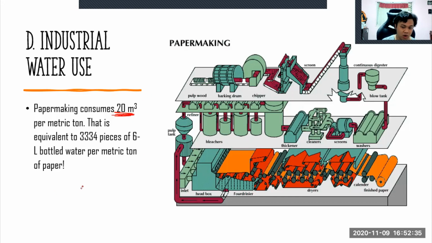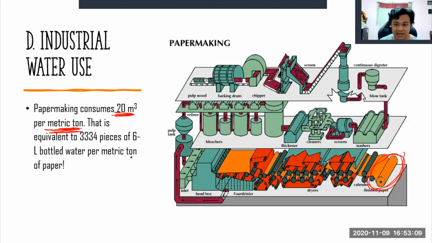Paper is being produced by rolls, and then they weigh it. So per 1,000 kilograms, it consumes 20 cubic meters. That is equivalent to, if you can picture it, 3,334 pieces of 6 liter bottled water per metric ton of paper.